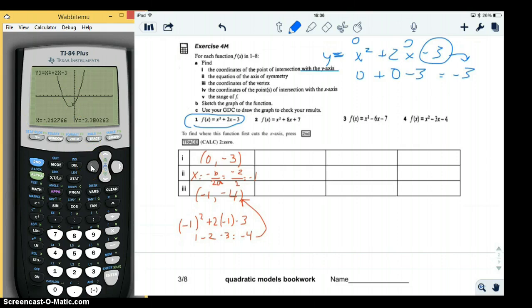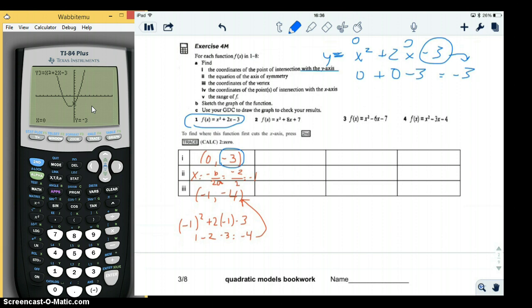Okay, but of course, let's say we weren't there at the beginning, what you can do is you can say, okay, well, I want to know x equals 0. So you just hit 0, enter, and then it puts you right there. So x equals 0, y equals negative 3. So the y-intercept is negative 3. Okay, so that's that.